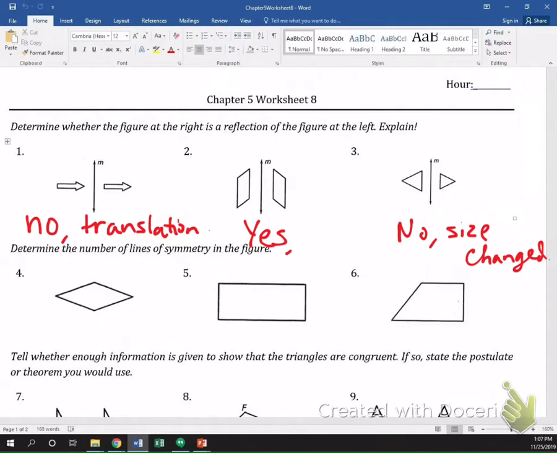Determine the number of lines of symmetry. So this one has 1, I got 2. It's 3. Well, how did you get another one? When you fold it, it'll have a corner and then a corner. They don't quite line up. It's 2. So yeah, 2 is good on this one.